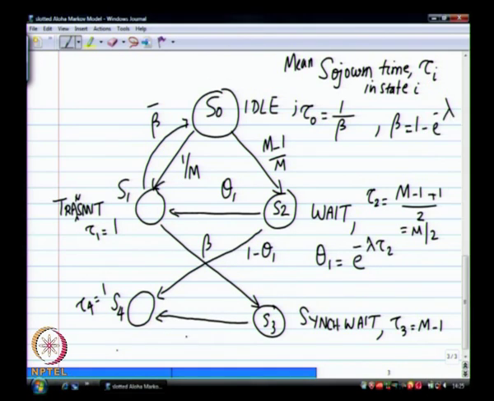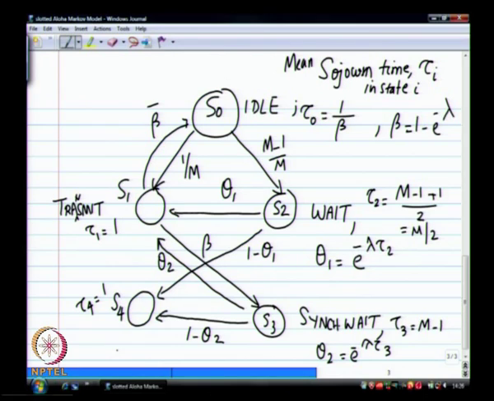either here, right? I will again have to define theta 2. So this is 1 minus theta 2 and this is theta 2. So while in synchronous wait state no other packet came, I go back to transmission with only one packet in the buffer. So that is theta 2 probability.